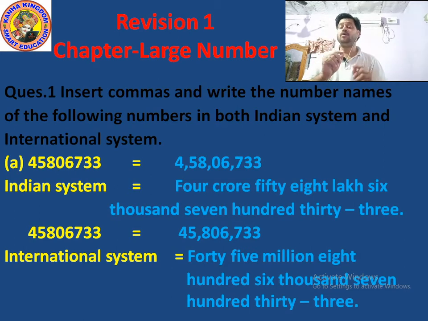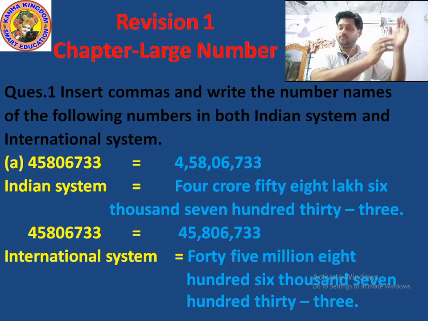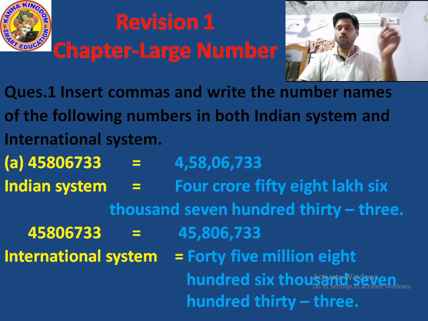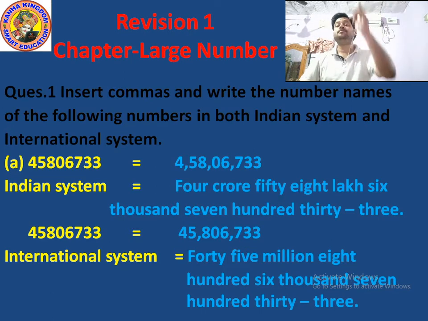Okay, now how can you read this number in the international system? Very easy. From the left hand side, 4 5, two digits is 45. So how can you read 45? 45, where? In the millions period.